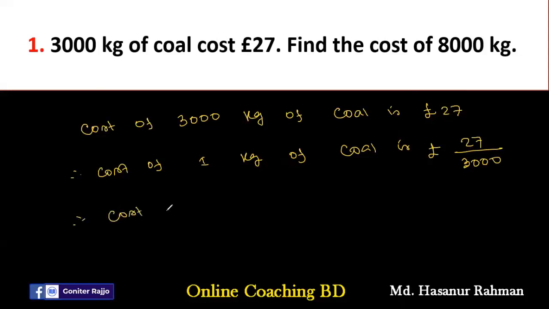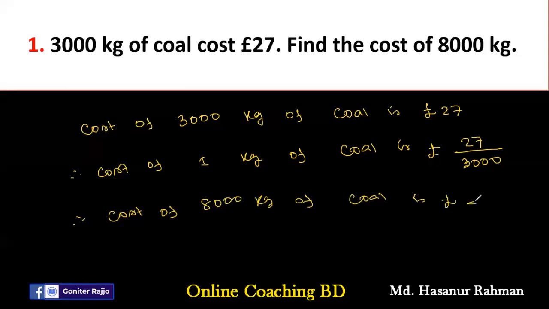Then the cost of 8000 kg of coal is 27 divided by 3000, and we have to multiply it by 8000. Now we have to divide. We can divide 3000 and 8000 both by 1000. Then we will get 3 and 8. 27 by 3 will be 9. So 8 nines are 72. Then our final answer will be 72 pounds.